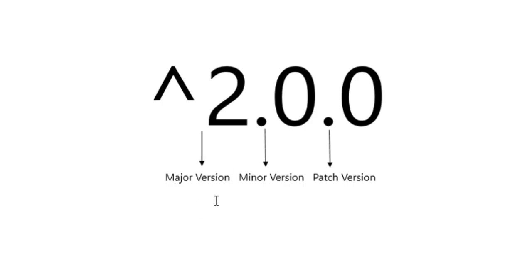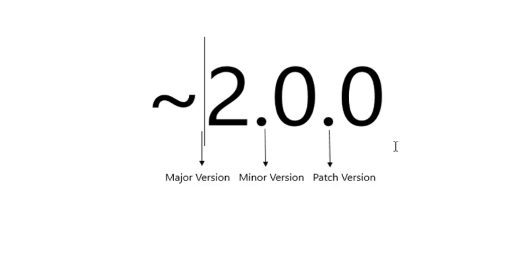And if that major version update has breaking changes, that would break your existing code, and you don't want that. And so this caret symbol is very important, and it doesn't allow major version updates. It only allows minor and patch version updates. Usually, minor and patch version updates do not break existing code.